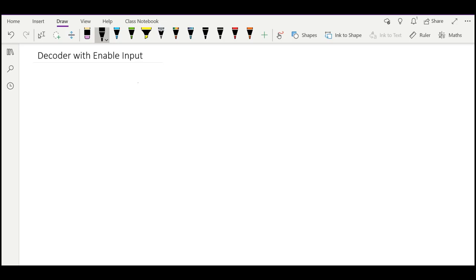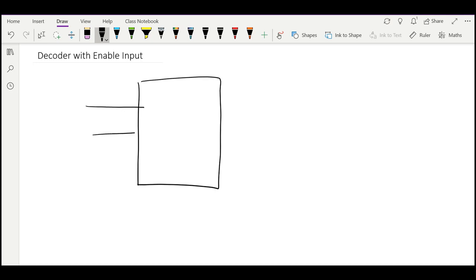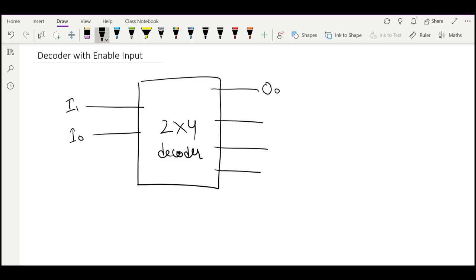What I mean is, if I have a 2x4 decoder, with inputs I1 and I0 and outputs O0, O1, O2, O3. Now, if you give 00 here, this output is activated. If you give 01 here, then this one is activated. If you give 10, this one is activated. If you give 11, this one is activated.